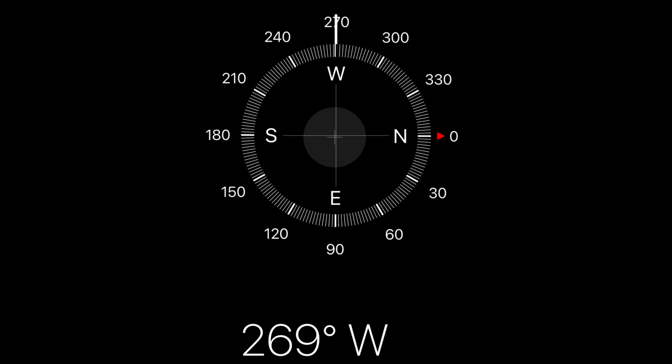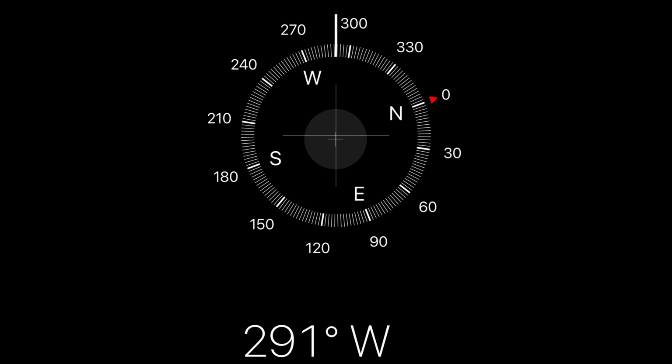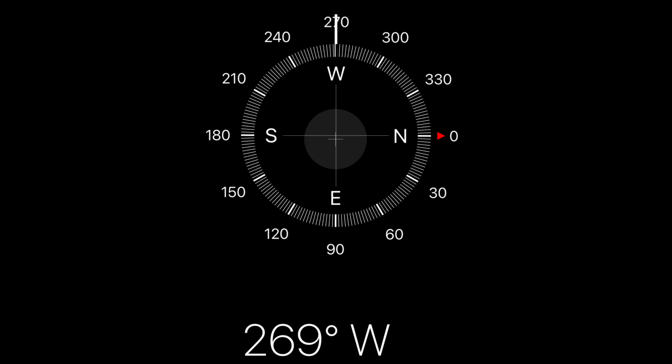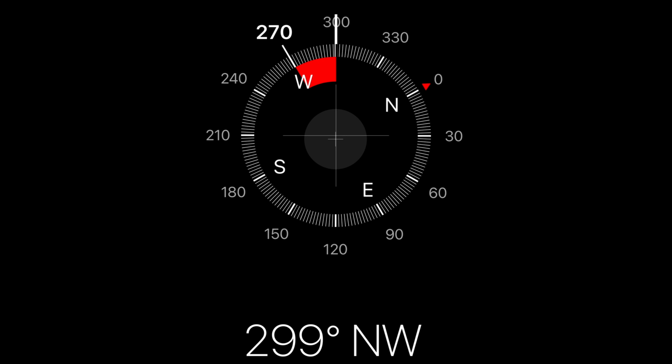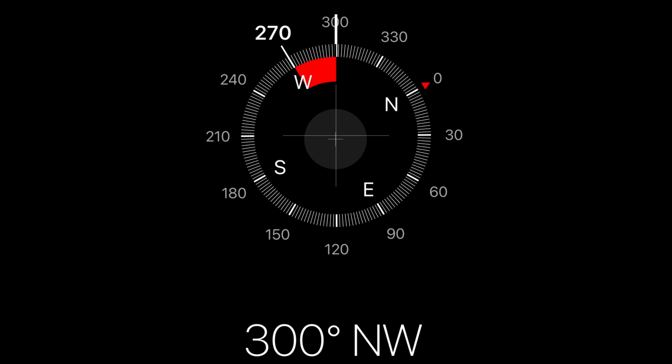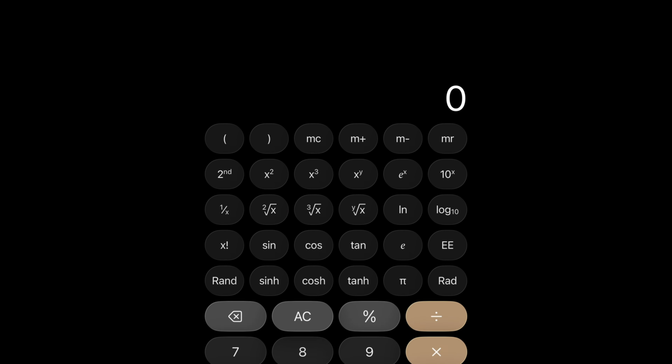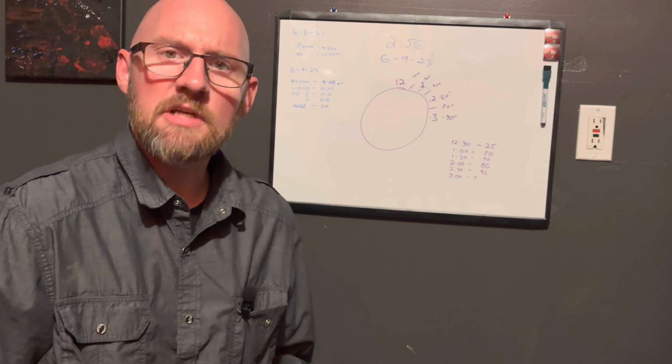Let's go with a different angle. See, 270 degrees is our wind. We're going to lock that in, and then we're going to go to 300. Now we take 300 and subtract 270. That gives us 30 degrees. 30 degrees is going to be 50%. On the calculator, sine of 30 degrees gives a 50% value.